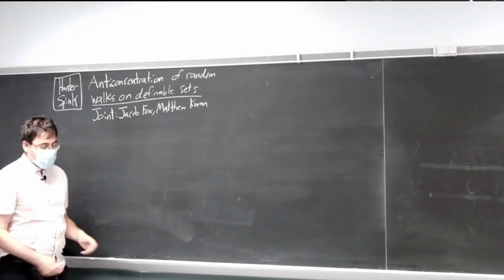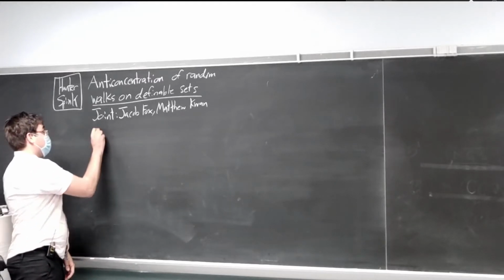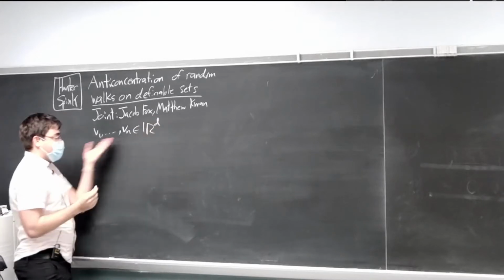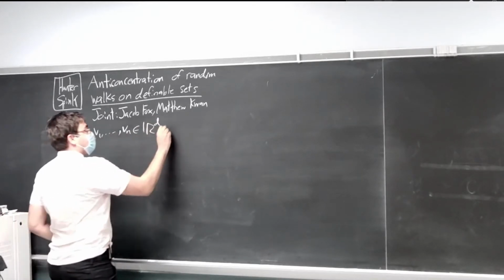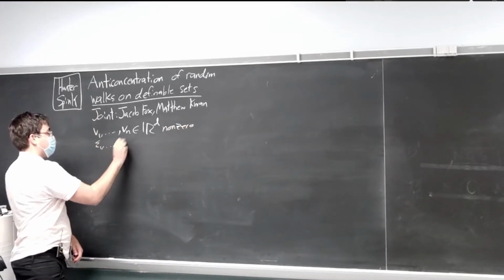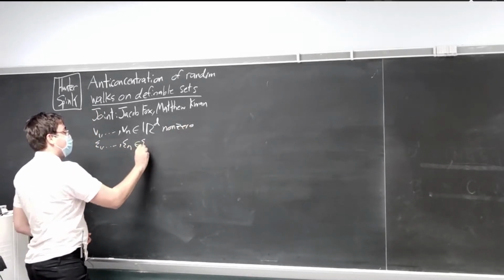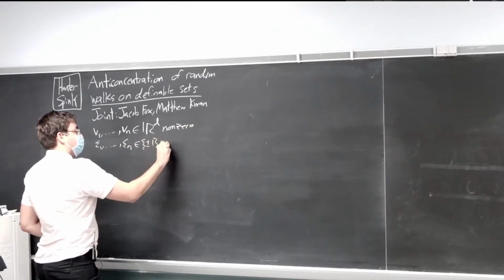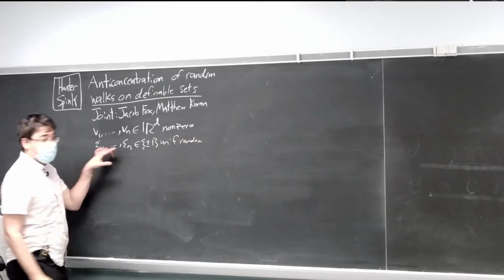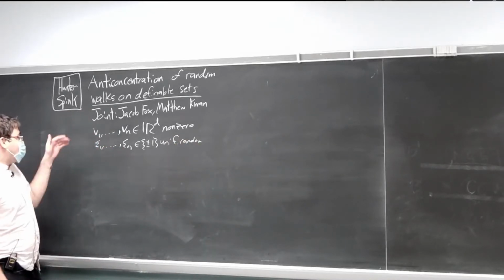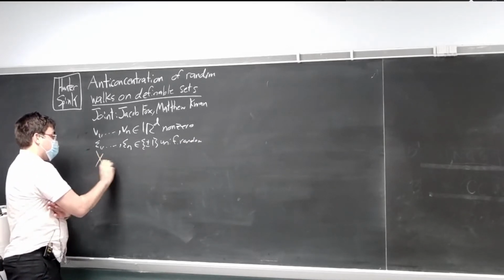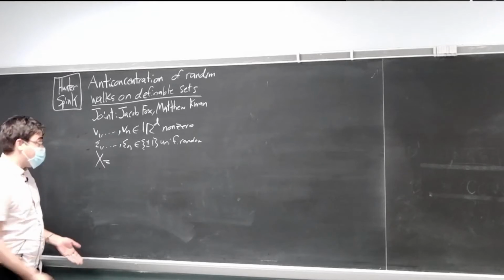First I want to set up my model of a random walk. Let's say we have vectors v1 through vn inside Euclidean space, and we're going to assume that they're non-zero. I'm going to take n signs uniformly random, so all 2 to the n possibilities are equally likely. And from these fixed vectors and these random signs, we're going to make a model of a random walk. We're going to call the random walk x, and it's going to work as follows.